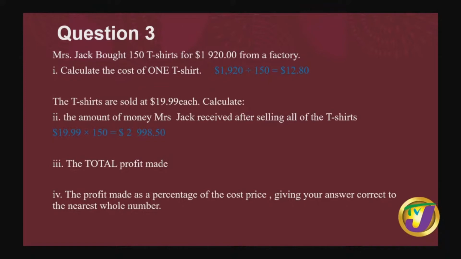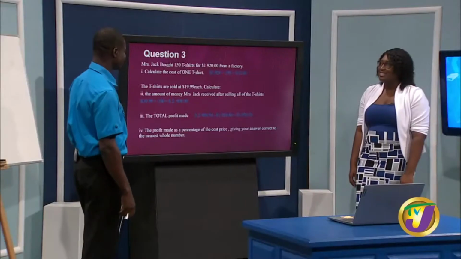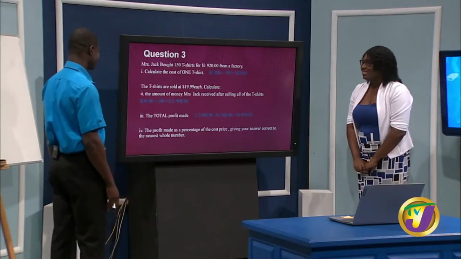So the total profit made, and we're going to do a little subtraction here. The math's coming in again. So we are subtracting $1,920 from $2,998.50, and we made a total profit of $1,078.50. Wow, now this sounds good. Yes, this is profit.